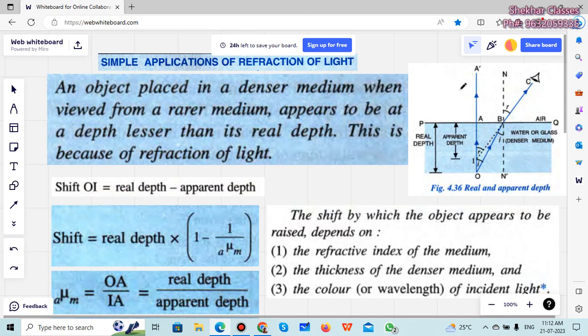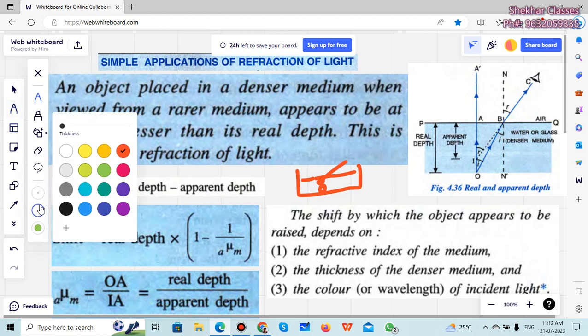Simple application of refraction of light here. Some of the applications of refraction of light are that when there is water and you put a stick inside it, or if you put a coin over here, you will find that the coin, when you see it from outside, will not be seen there. It will be seen a bit raised, as you have in this example here. So this is an example.